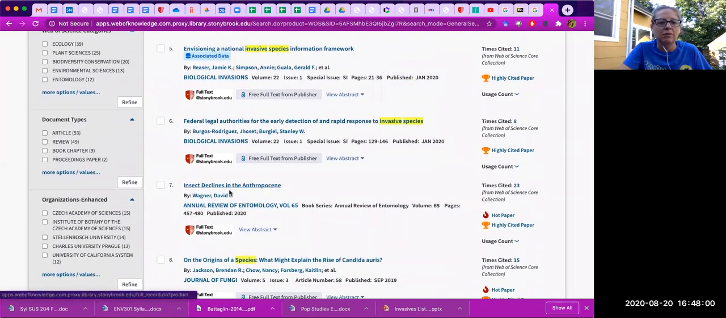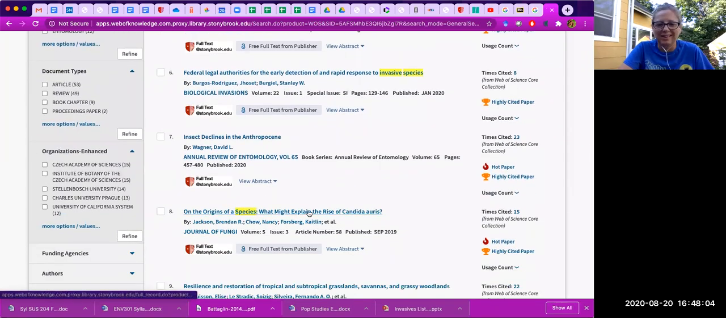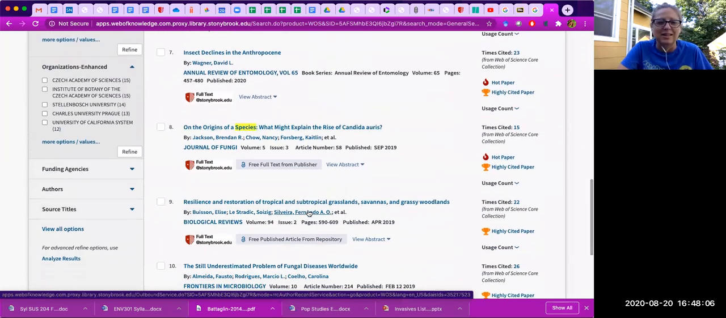Okay, look, we found our insect apocalypse thing. Oh, we found Candida auris again. Jesus Christ, who wants that?